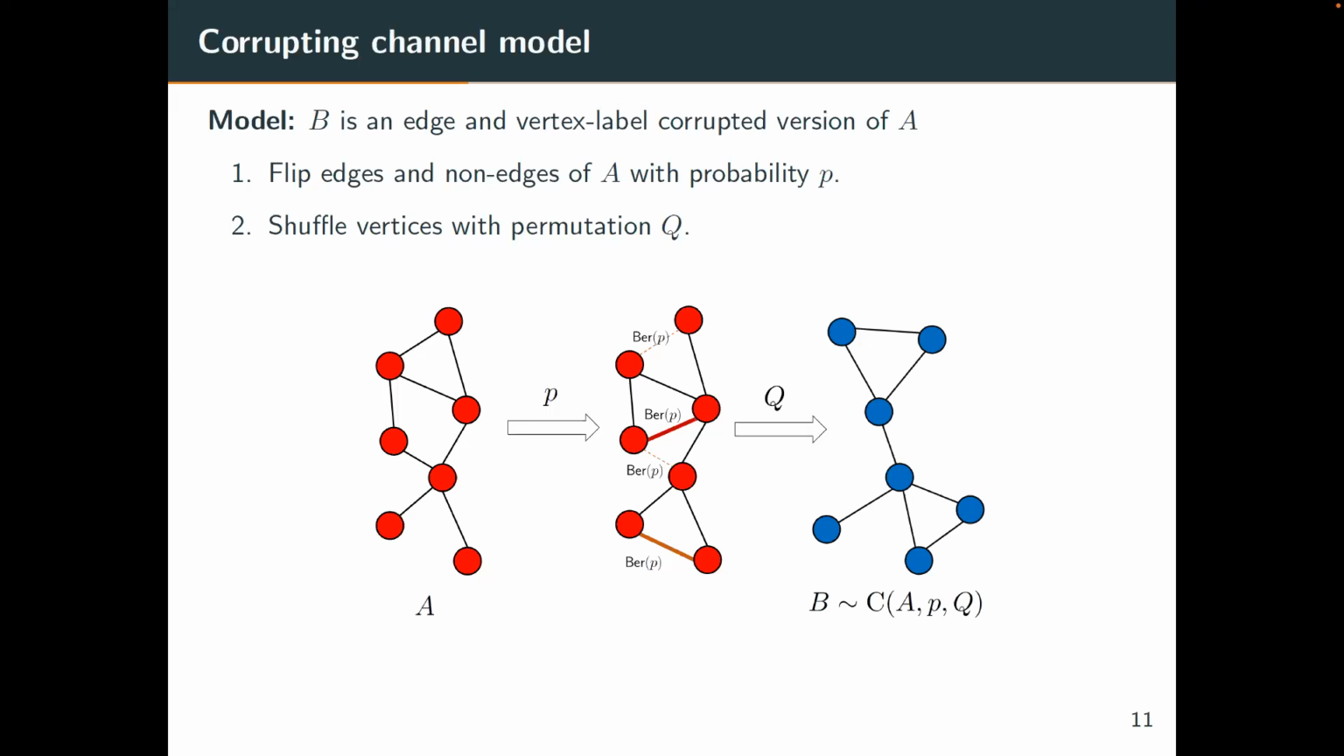What do you mean flip edge? This is the undirected graph. So if you flip, that's the same, right? Oh, by flipping, I mean that if we have an edge, we remove it, and if we don't have an edge, we create it. Yep. Yeah.